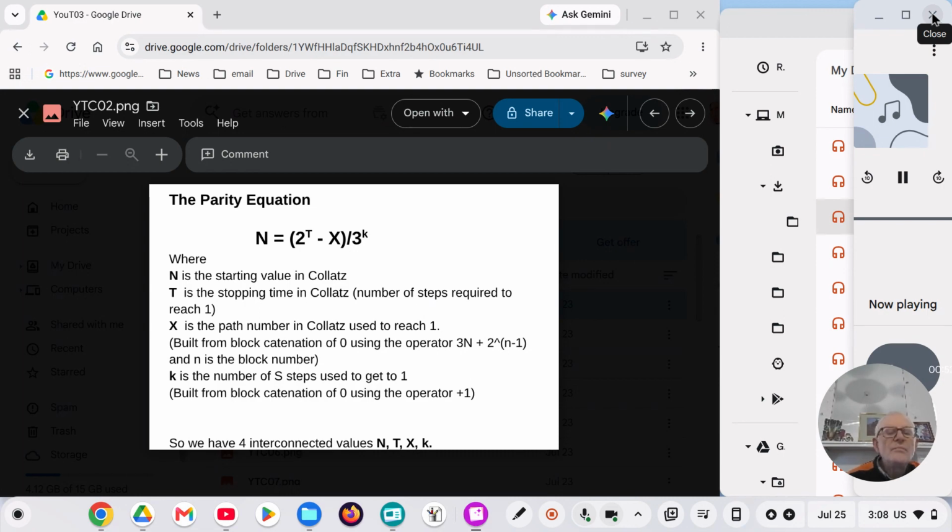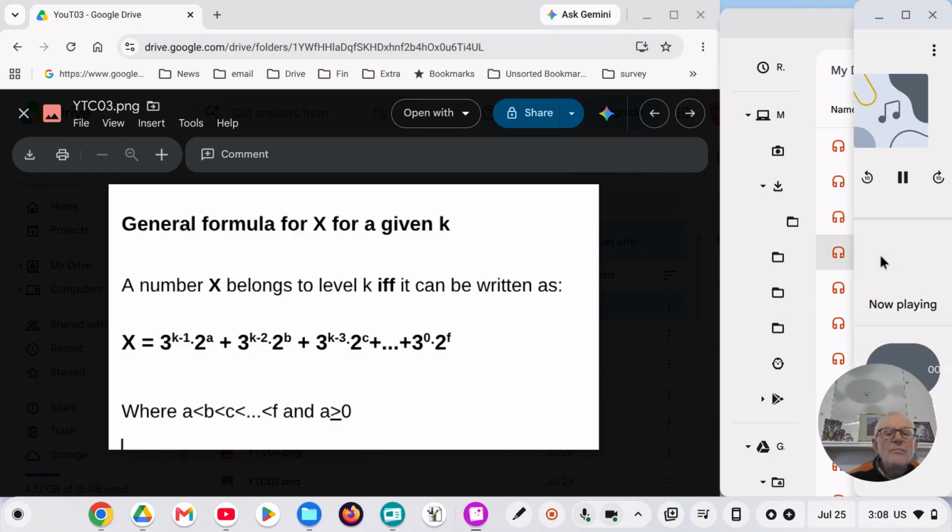The fourth parameter is k, which is the number of S steps used to get to 1 in Collatz. It can also be built by block catenations of 0 using the operator plus 1. So you can see we have 4 interconnected values: N, t, x, and k. Now you can get the general formula for x for a given k. Each k has many x values.